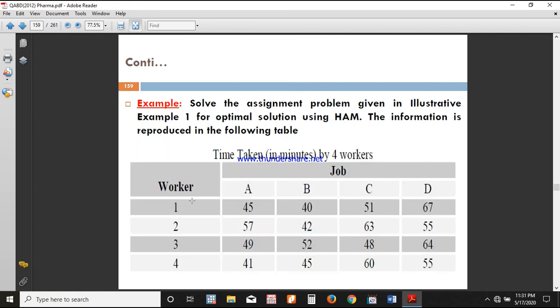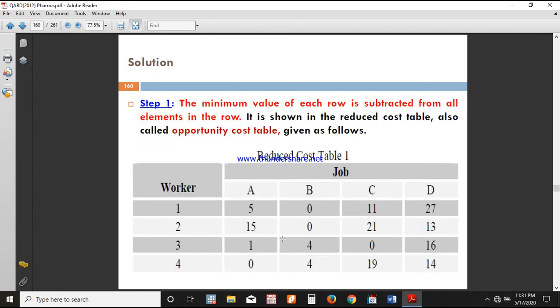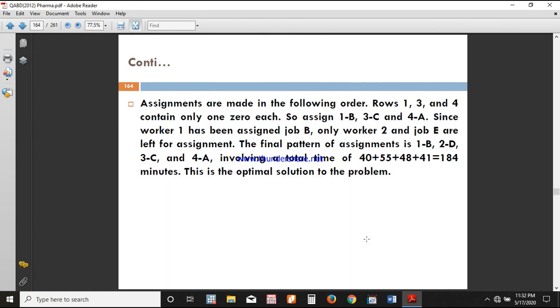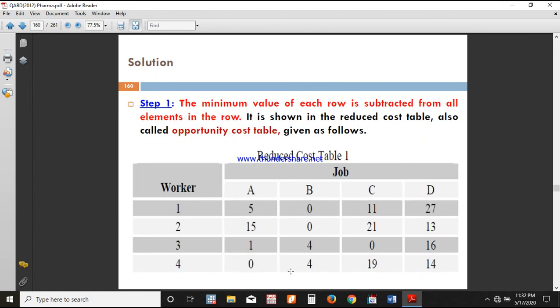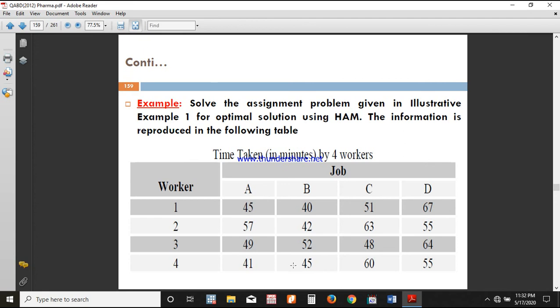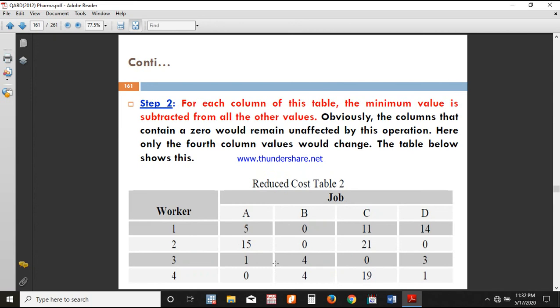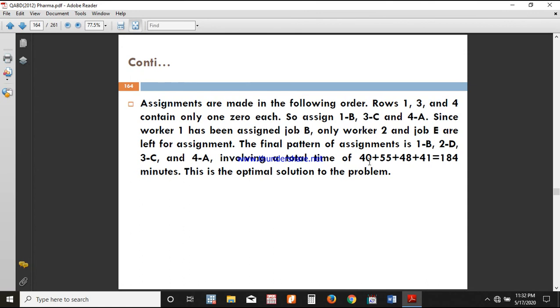1B is 40, and 2D is 55, and 3C is 48, and the last one, 4A, is 41. Therefore 40 plus 55 plus 48 plus 41 is 180 minutes it will take to complete the job set.